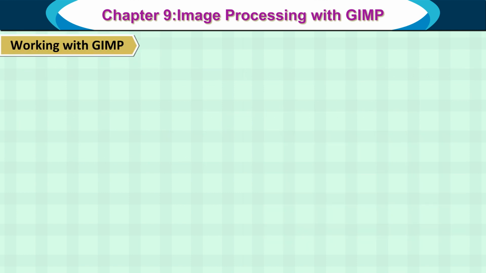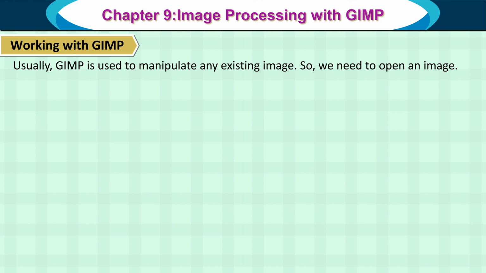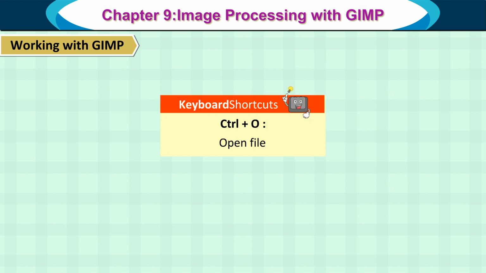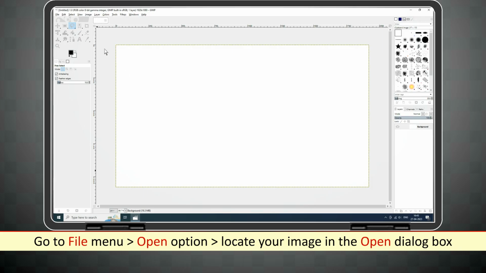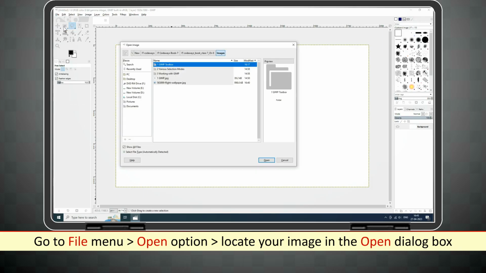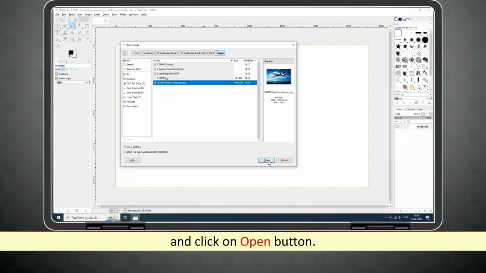Working with GIMP. Usually, GIMP is used to manipulate any existing image, so we need to open an image. Keyboard shortcut: Ctrl plus O, open file. Opening an existing image. Go to the File menu, Open option, locate your image in the Open dialog box and click on the Open button.